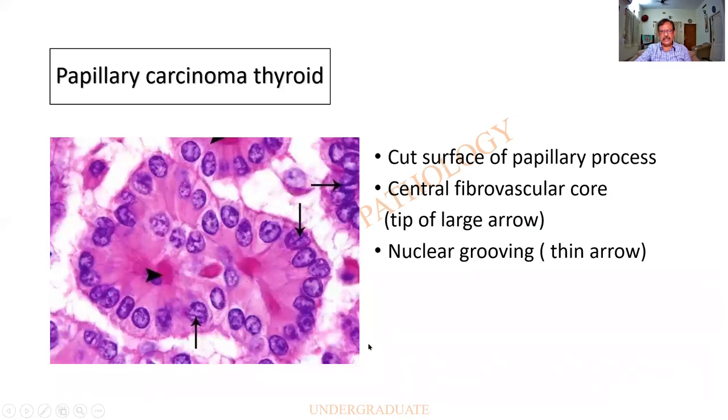And another pattern. This again is a cut surface. I am able to see a fibrovascular core. There is a tip of a large arrow. And there is a nuclear grooving. Look at this one. It is having a coffee bean-like appearance or a nuclear grooving. There are some tumors which will be having this grooving. This can be asked as an MCQ, and if you answer, you get a mark for it. Granulosa cell tumor of the ovary, another tumor where there will be nuclear grooving. Brenner's tumor, coffee bean appearance.